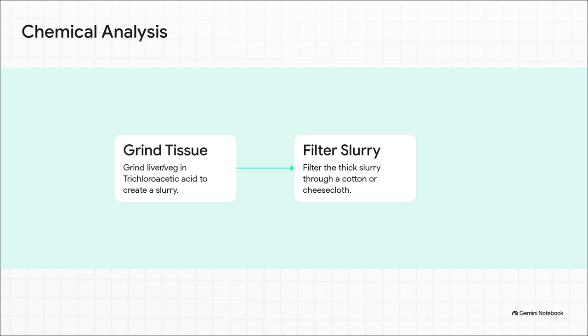Scientists take a piece of living tissue, like, say, a piece of liver or a vegetable, and they grind it up. But they don't grind it in water. They grind it in a weak acid called trichloroacetic acid. This creates a thick paste or a slurry. Then, just like pouring loose-leaf tea through a strainer, they filter this thick slurry right through a cotton or cheesecloth.